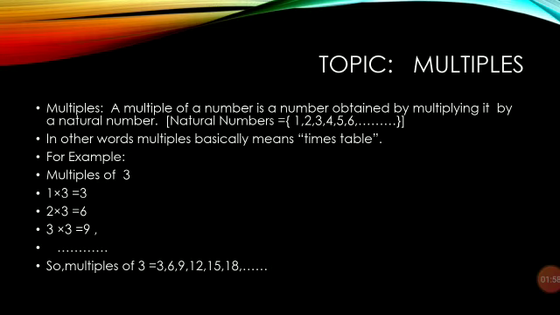For example, if we have to find out the multiples of 3, what will you do? You will read the 3 times table. 1 times 3 is equal to 3. 2 times 3 is equal to 6. 3 times 3 is equal to 9. 4 times 3 is equal to 12 and so on. So, multiples of 3 are 3, 6, 9, 12, 15, 18 and so on.